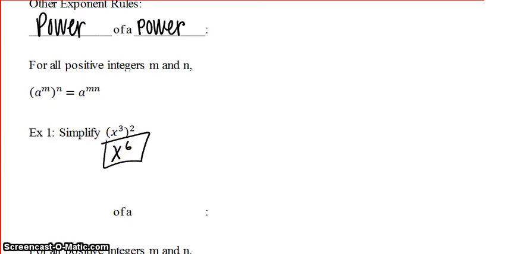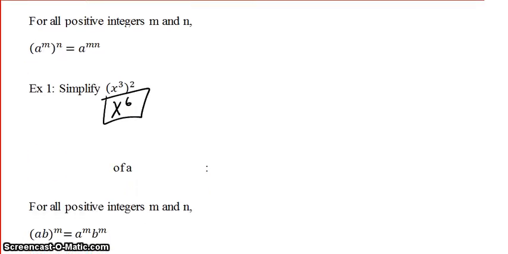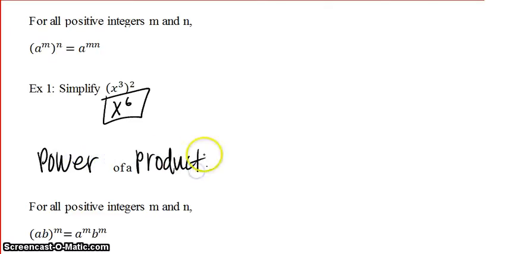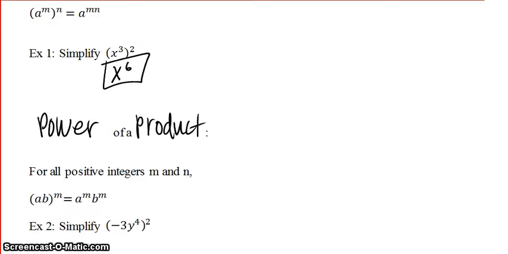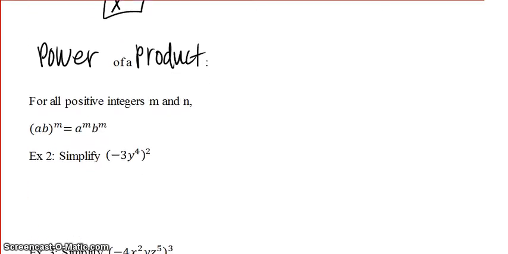Okay, the other one, you add it because I kind of like to think they're at the same level because they're right next to each other. This one's a power to a power, so then you have to multiply. Now you also have the power of a product. The other one we had was the product of a power. This is the power of a product. Again, you don't need to necessarily know exactly the names, but you need to know the method.